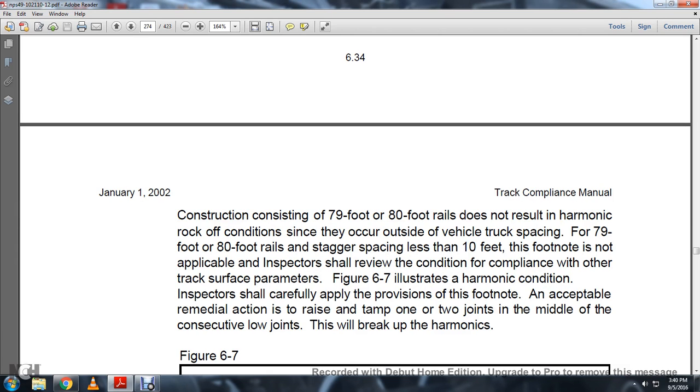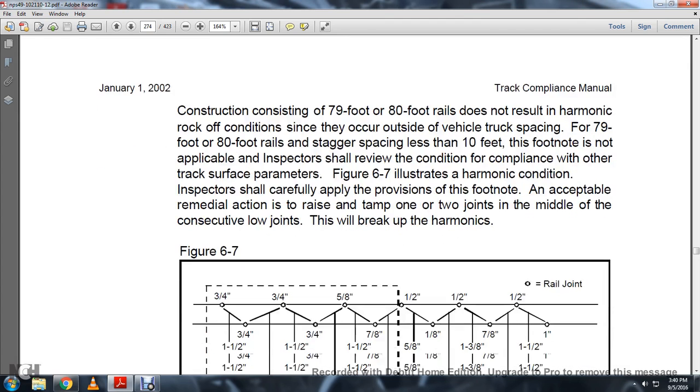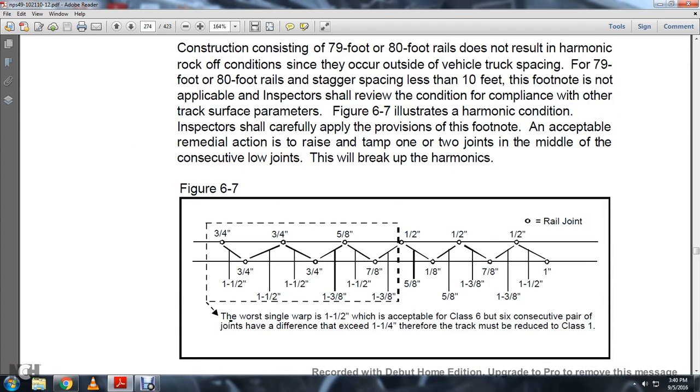The inspector should review the condition in compliance with the other track surface parameters. Figure 6.7 illustrates the harmonic condition. The inspector shall carefully apply the provision of the footnote. An acceptable remedial action is to raise and tamp 1 or 2 joints in the middle of the consecutive low joints, which will break the harmonic. Alright, this shows the rail joints: 3.25 inches, a half, 1.5 inches, 5/8 of an inch, 1/2 an inch.